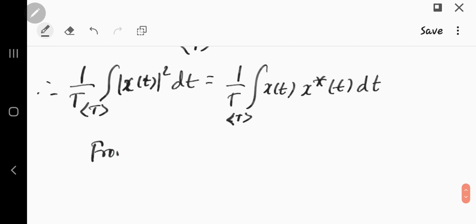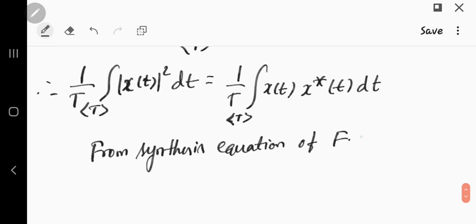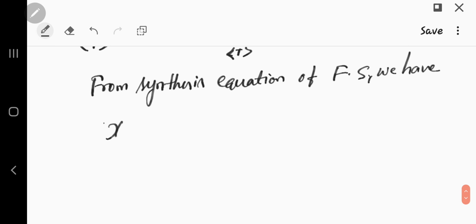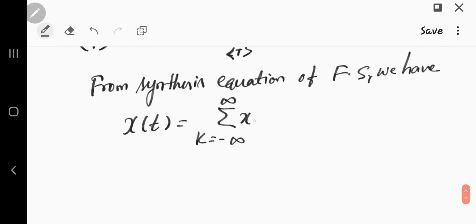Now from the synthesis equation of Fourier series, what does it say? The synthesis equation: x of t is equal to summation k equals minus infinity to plus infinity x of k e power j k omega naught t. This is just for clarification I am writing; it is not necessary that you write all of this. Okay, so this is the signal.